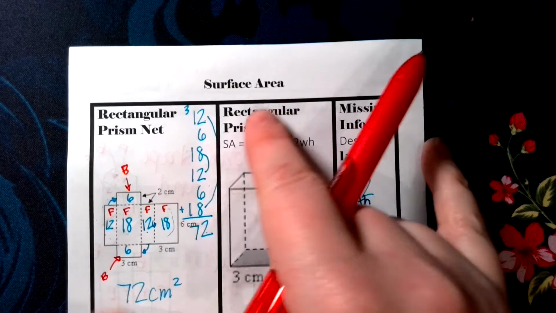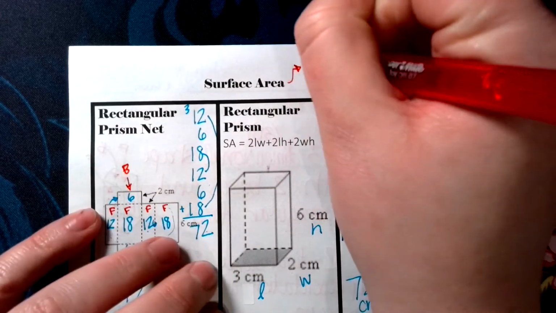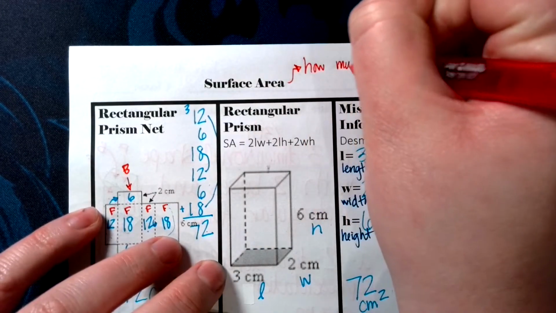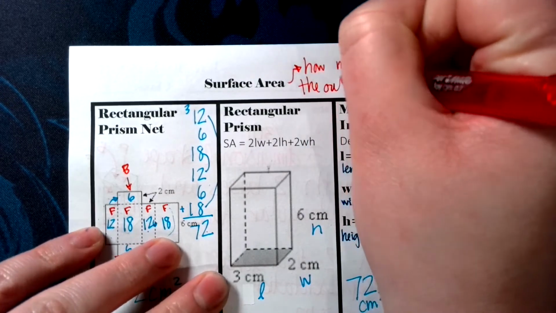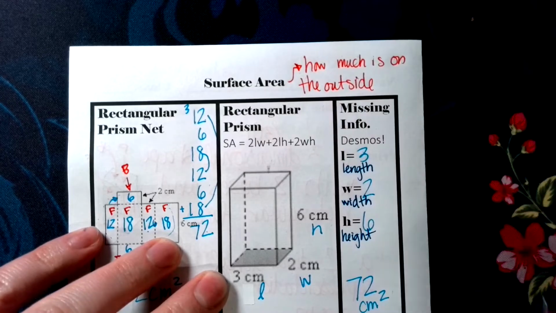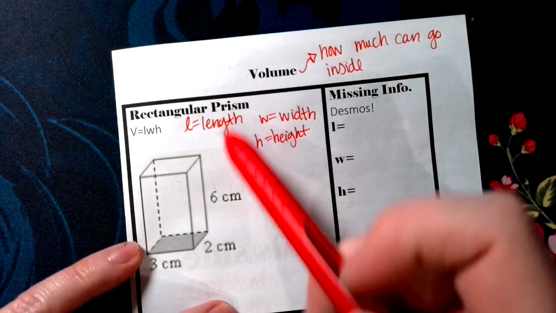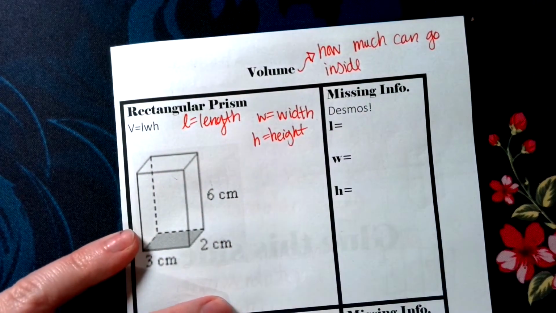Because remember, surface area, that's how much is on the outside, like a present. Volume, that's how much stuff can go inside of it.